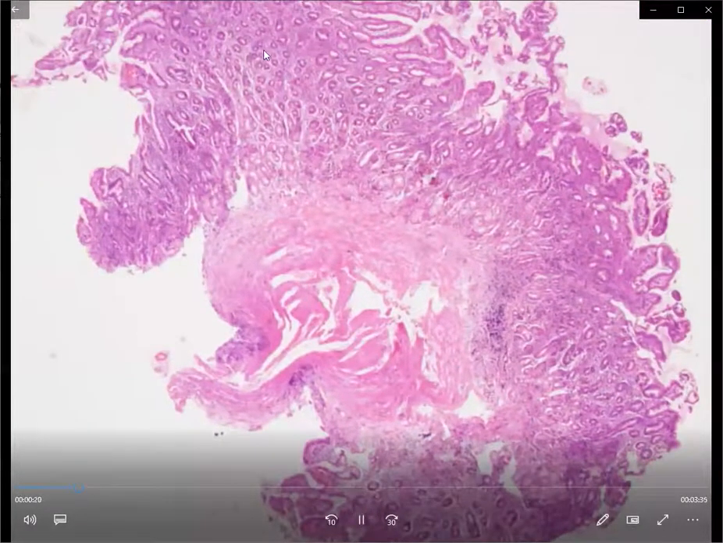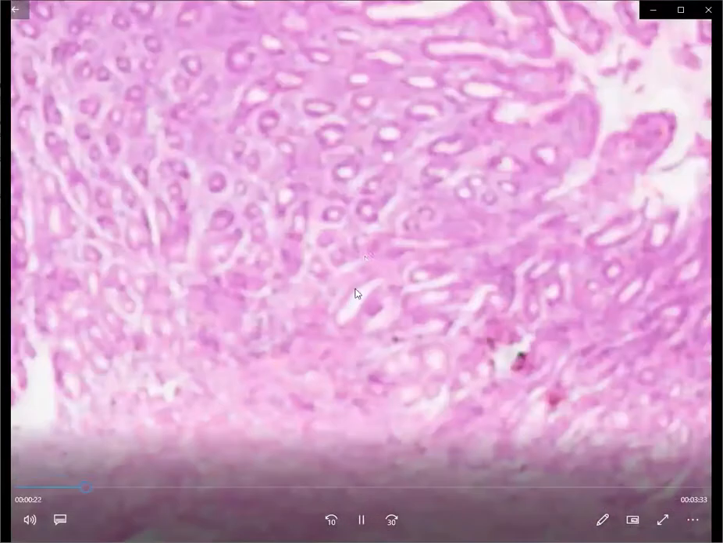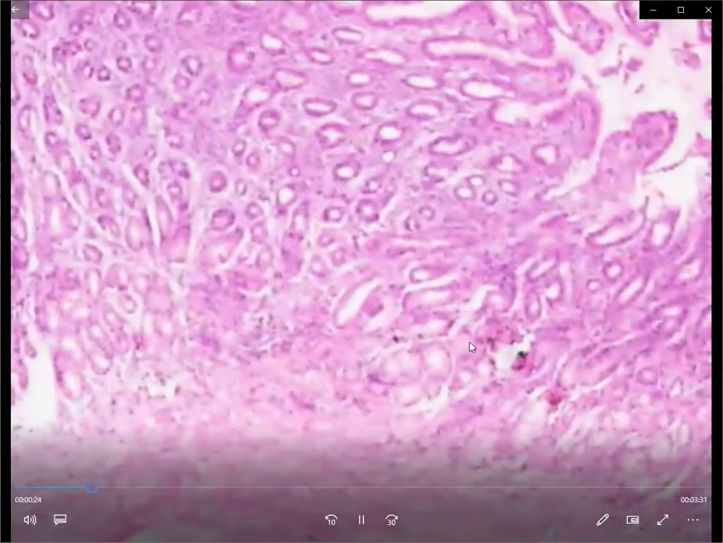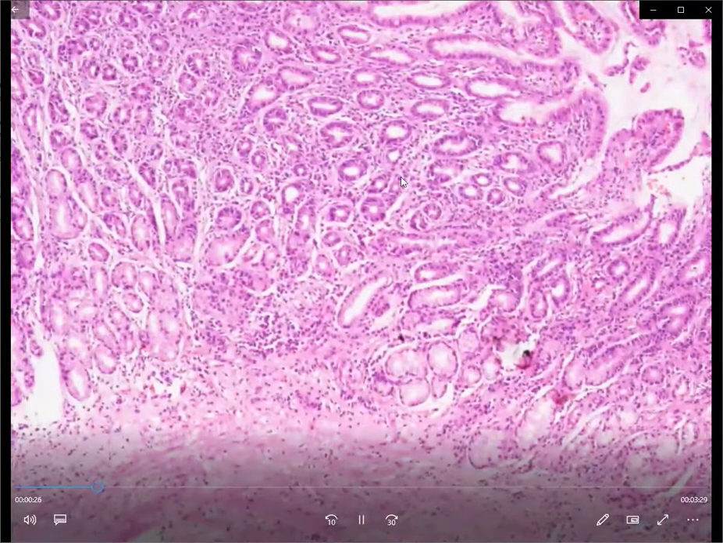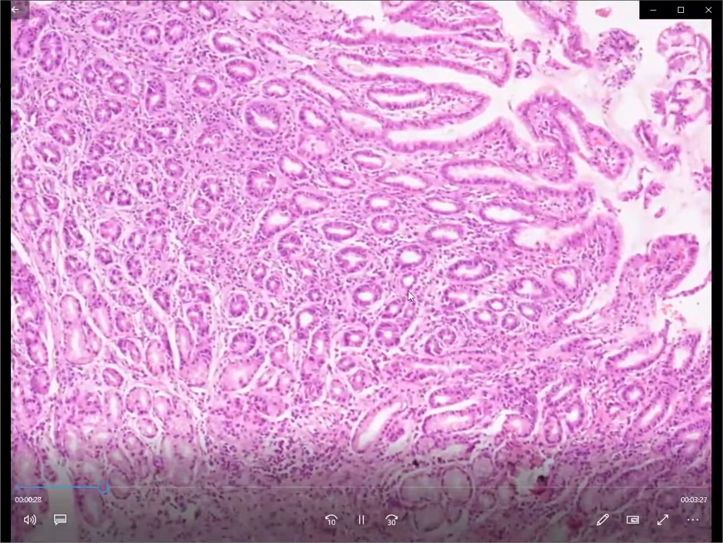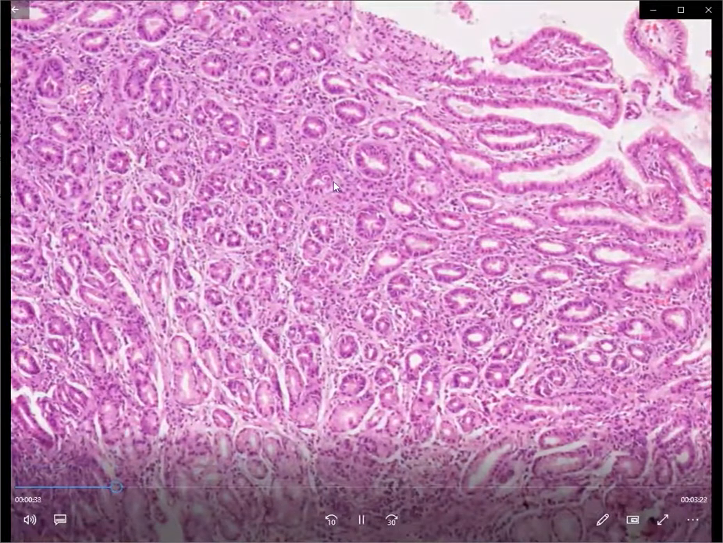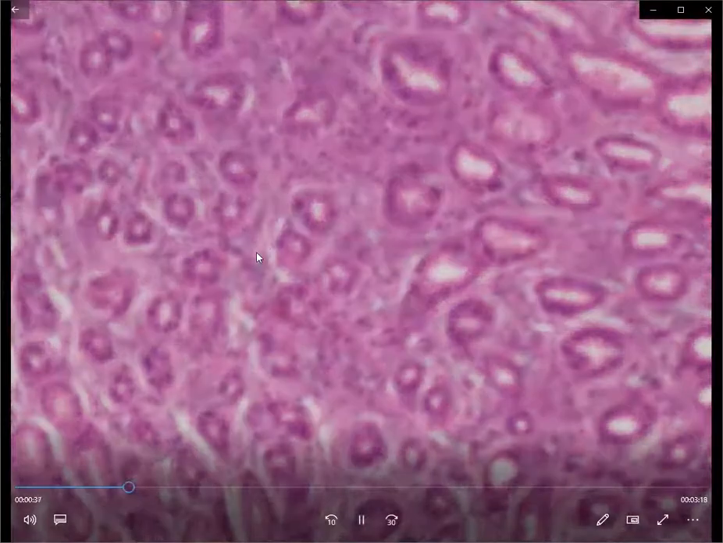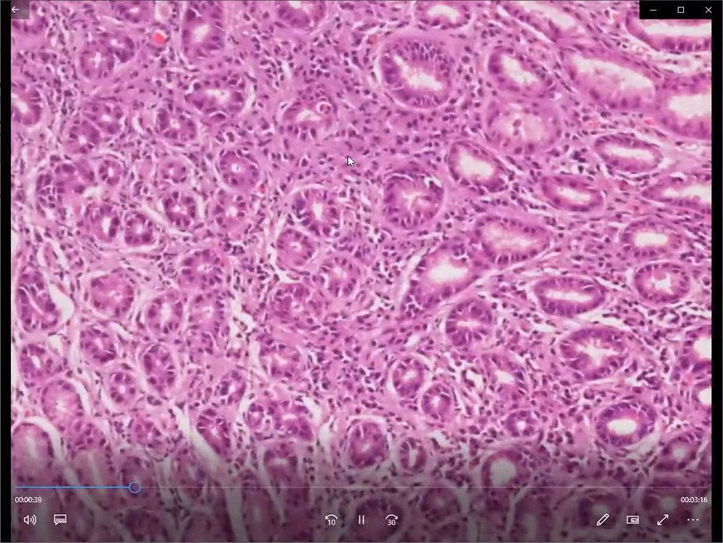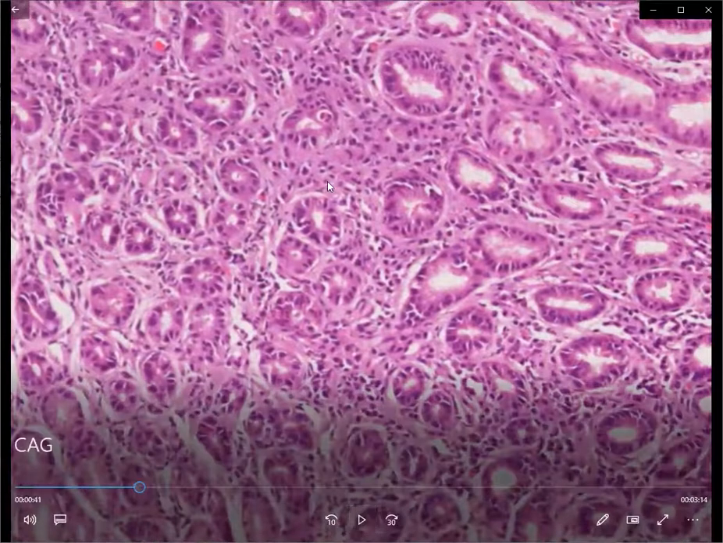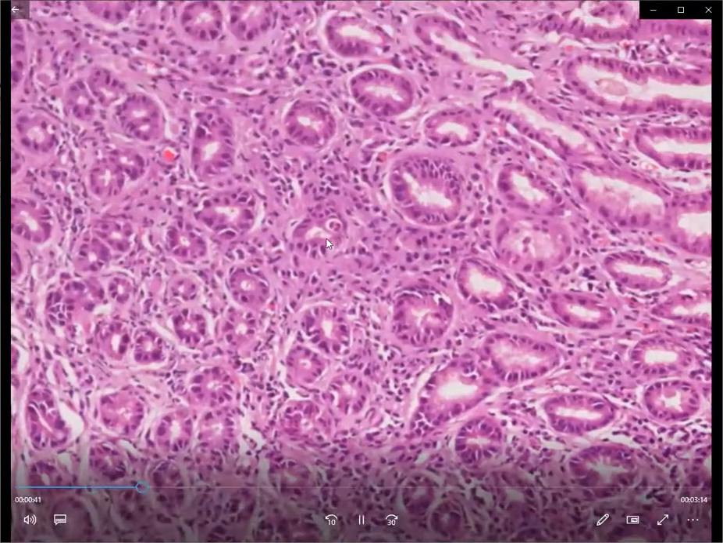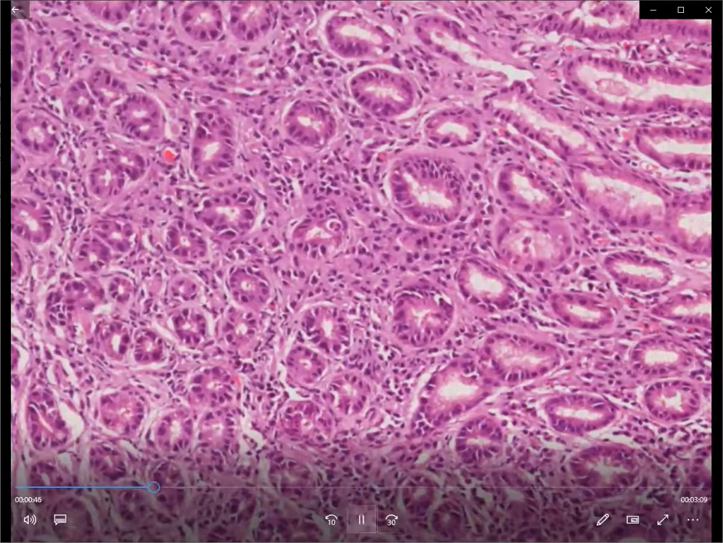So we see here that within the lamina propria there is a mild increase in the lymphoplasmacytic cell infiltrate, which we are going to delineate more on the high power. Once on high power, we'll see the nature of the infiltrate, and here it seems to be mild to moderately increased, with an admixture of lymphoplasmacytic cells. You see here that there is also a focus of cryptitis, which is constituted by polymorphs.